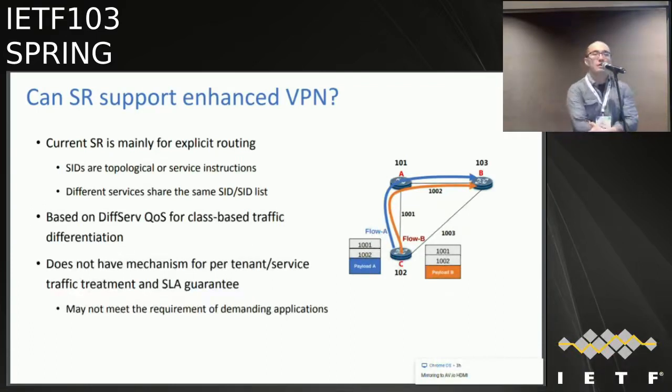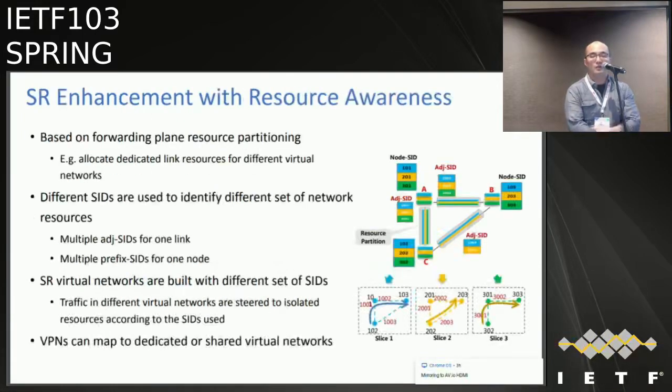So here we define some enhancement to segment routing, which is to put resource information associated with the segment routing SIDs. This is based on the forwarding plane resource partitioning technologies. For example, we can allocate dedicated link resource for different virtual networks on each link, and then we use different SIDs to identify the different sets of resources allocated. We can have multiple adjacency SIDs for one link, each representing a partition of the resource. We can also have multiple prefix SIDs for each node.